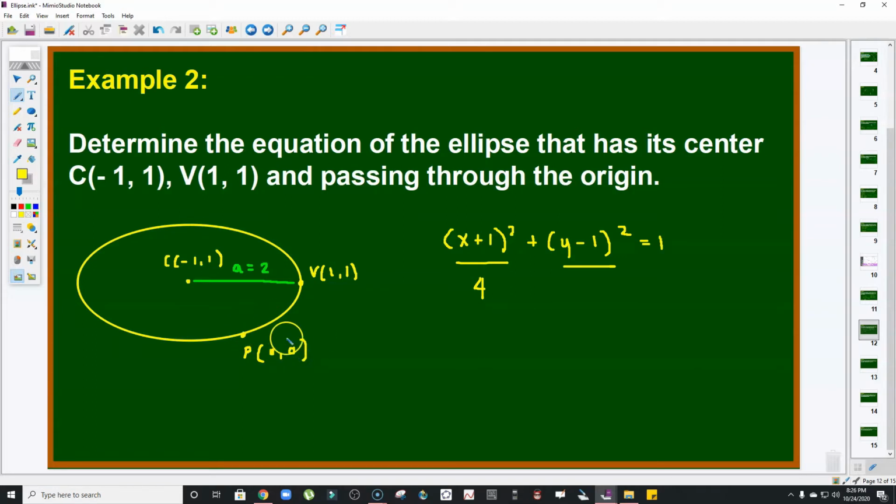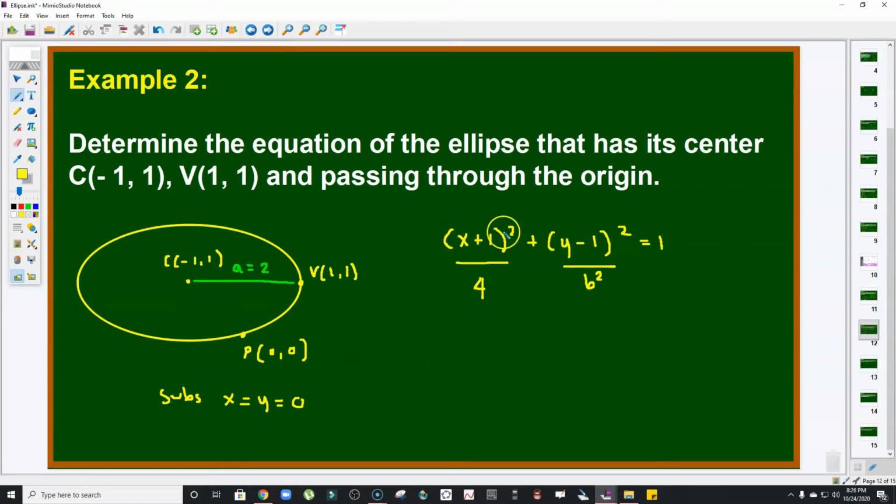See that? Okay, so yan yung point. So, tanong, how are we going to get b squared? Take note, yung point on the ellipse, if you're going to substitute it to the equation, masasatisfy yun, right? So, therefore, we have to substitute x and y equal to 0 to the equation of the ellipse.